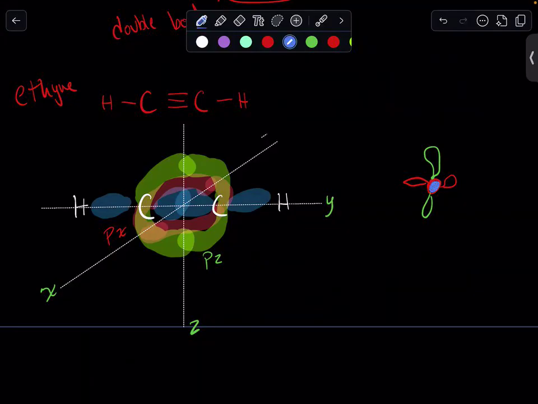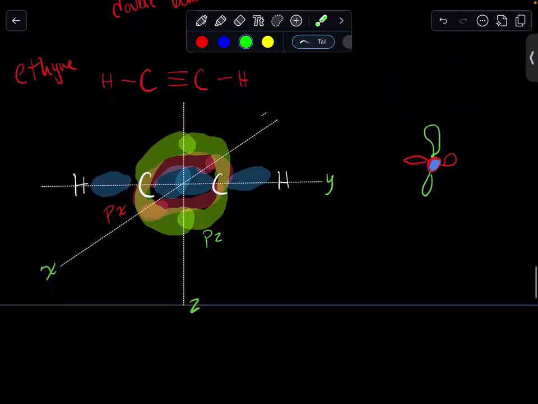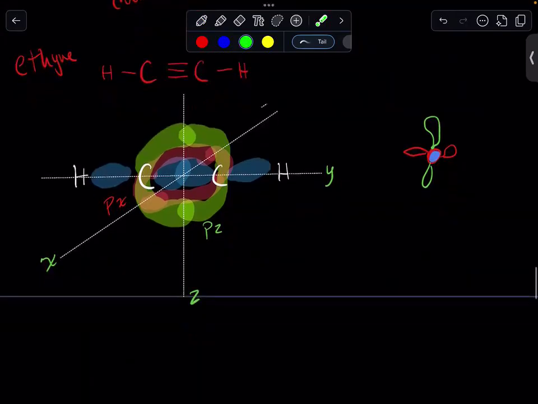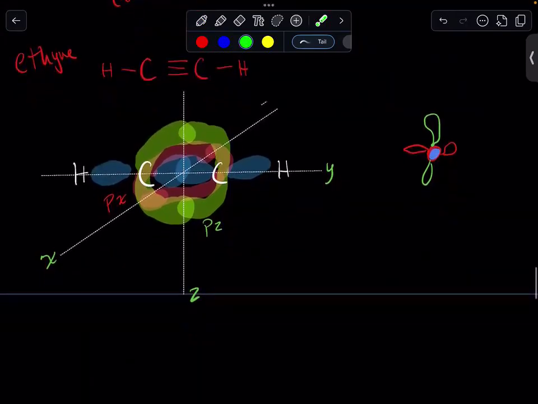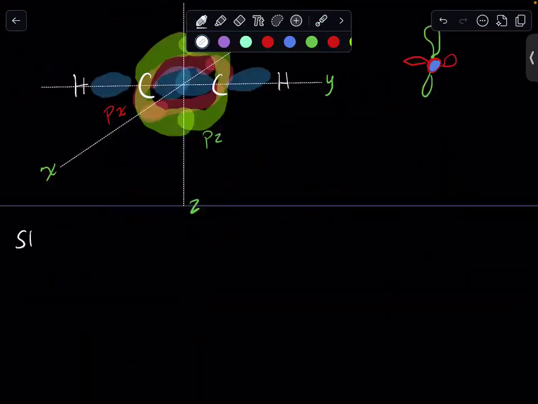And so it's very hard to visualize what this structure looks like from all angles. So this is something you'd want to try and build a three-dimensional model or look up some other videos that will have a three-dimensional model. But that is it for the shape and formation of sigma and pi bonds. The last thing we have to talk about is relative strength of bonds.